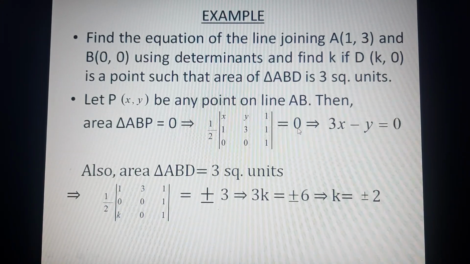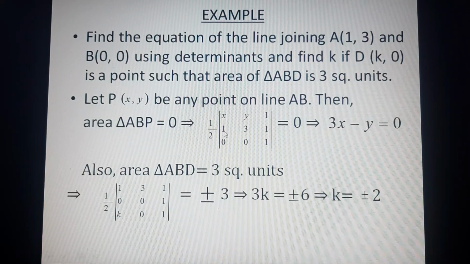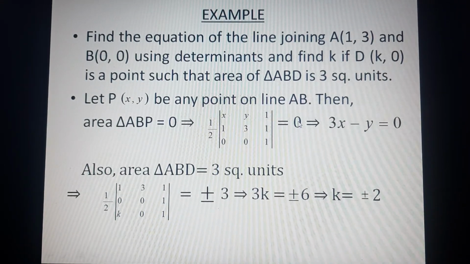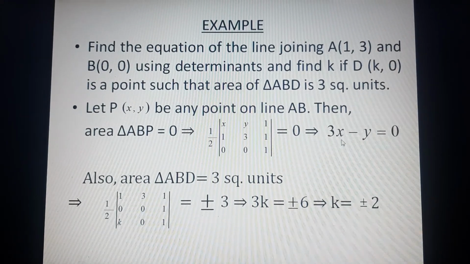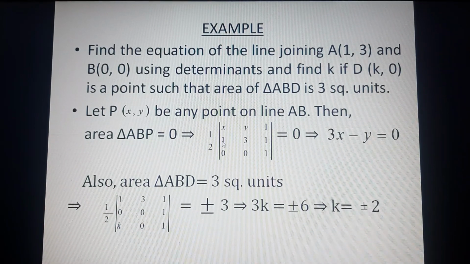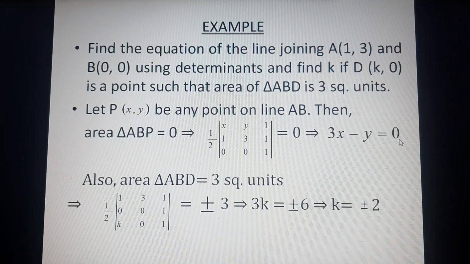So its area will be 0. So I put half, with rows x, y, 1. The (x, y) is the coordinate of P, (1, 3) is the coordinate of A, and (0, 0) is the coordinate of B, with 1 1 1 as the last column. So area of triangle equal to 0, because they are forming a line. Which will give you 3x minus y is equal to 0. If you solve it along the third row, you can directly see 3x minus y is equal to 0. 3x minus y equal to 0 is the equation of line.